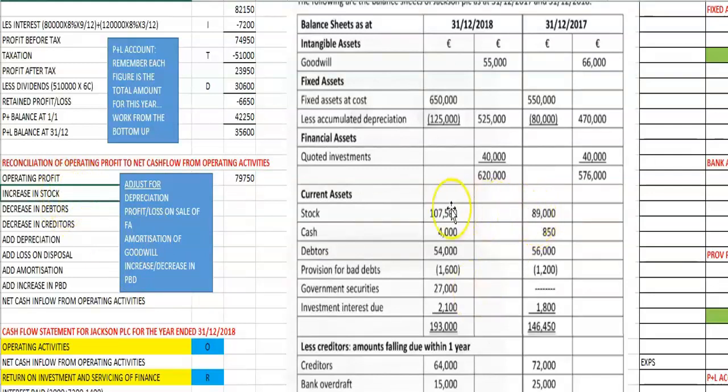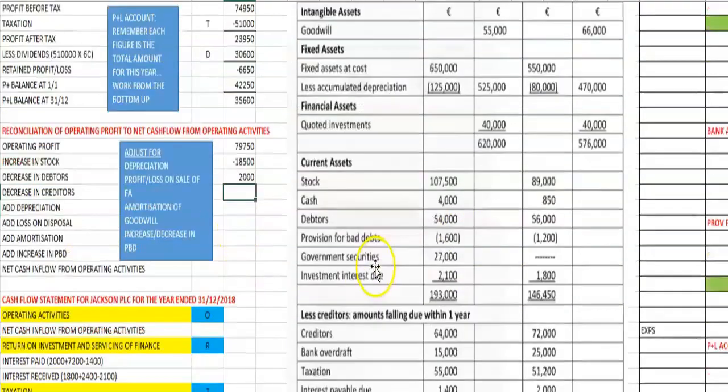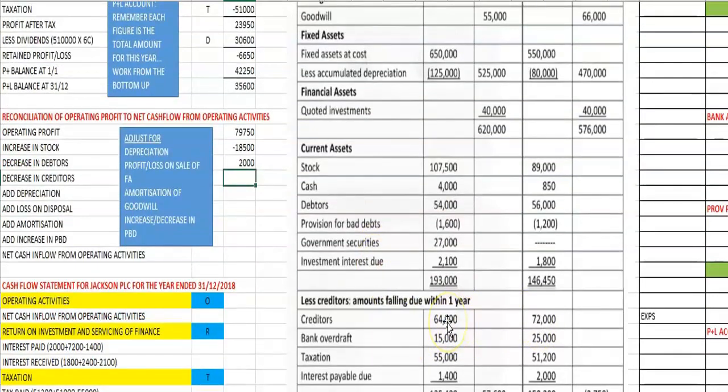So if you look here at the balance sheet, you will notice that your stock has increased during the year. An increase in stock represents a cash outflow. So in this case, it's a cash outflow of €18,500. Looking at your debtors, they have decreased during the year by €2,000. If there's a decrease in your debtors, that's a cash inflow. How about your creditors? Well, your creditors here have decreased, again from one year to the other. So in this case, they've decreased by 8,000. If your creditors have reduced, that's the equivalent of a cash outflow.